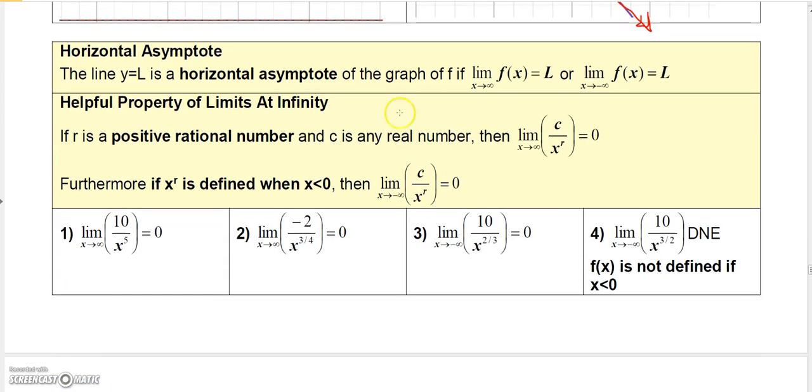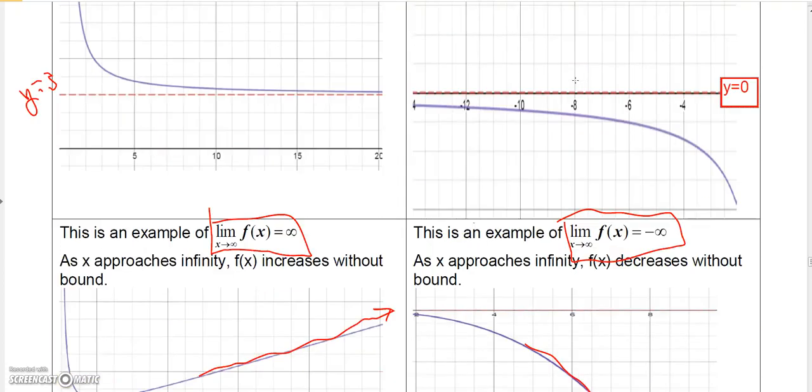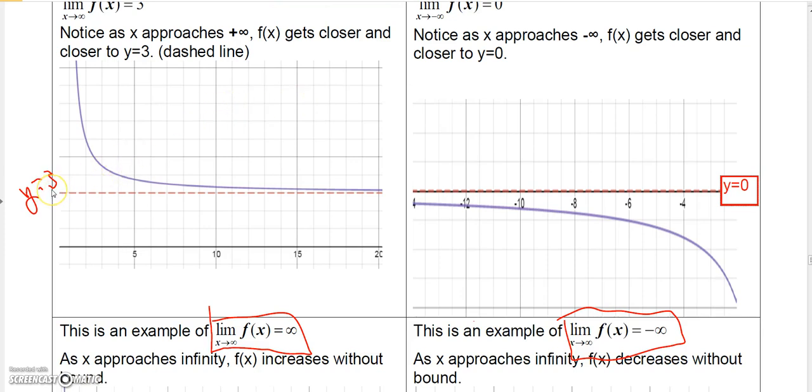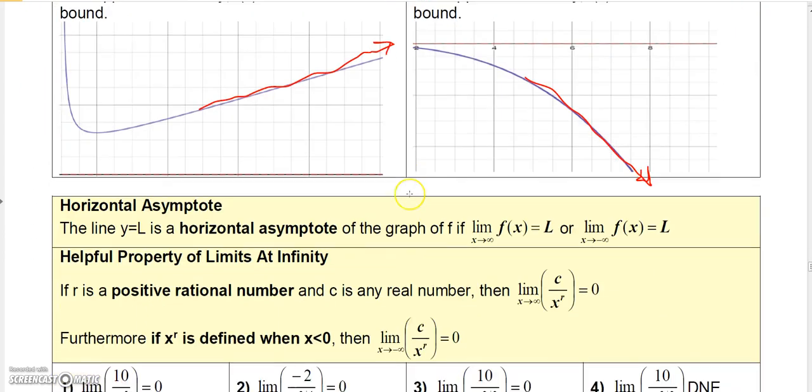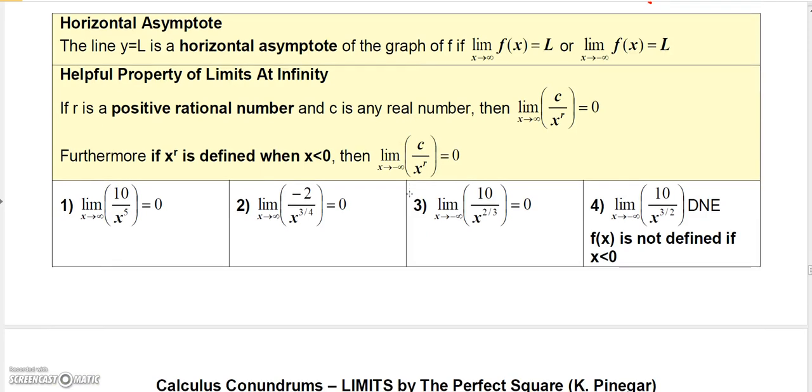So what is a horizontal asymptote? The line y equals L is a horizontal asymptote of the graph of f if the limit of f of x as x approaches infinity is L, or the limit of f of x as x approaches negative infinity is L. Here, L is 3 on the first graph, because the limit as x approaches infinity was 3. On the other, the limit as x approached negative infinity was 0, so L was 0. That's what a horizontal asymptote is by the definition.